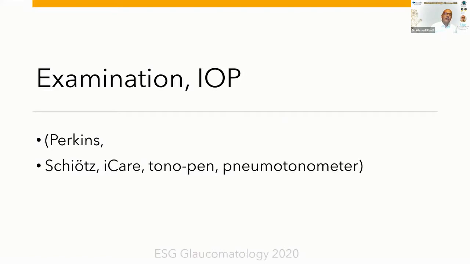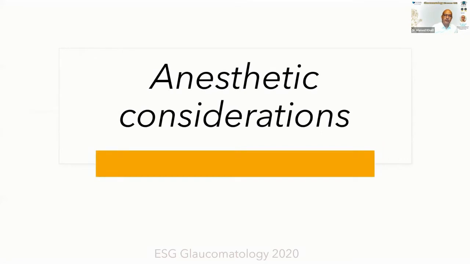The examination: probably I put the Perkins in one line and the other instruments on the other line. We have many newer and older instruments. Still the Schiotz can be of use, and the other new modalities, but the Perkins remains the mainstay of measurement in these children. Anesthetic considerations, how do we measure?